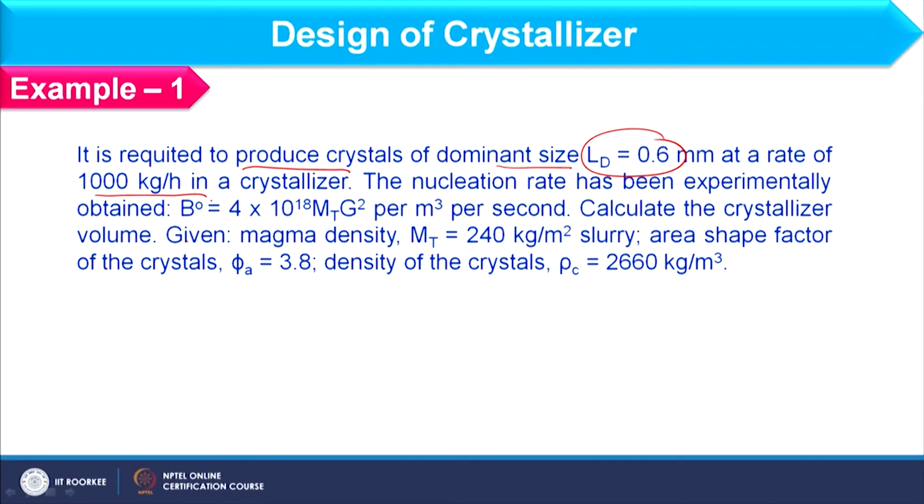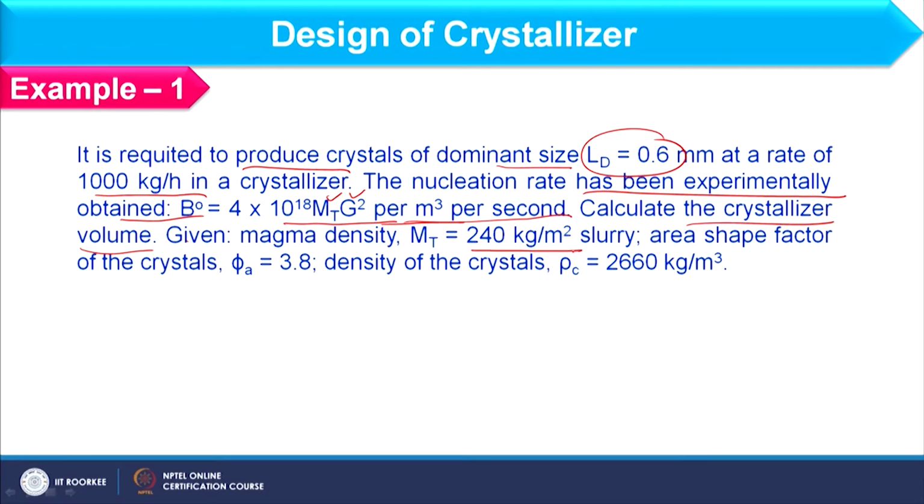As far as the nucleation rate is concerned, that data we can obtain experimentally, and the experimental data is given to us as B naught equal to 4 into 10 power 18 MT G squared. MT is basically the magma density and G is the growth rate, and that B value is per meter cube per second. What we have to calculate is the crystallizer volume.